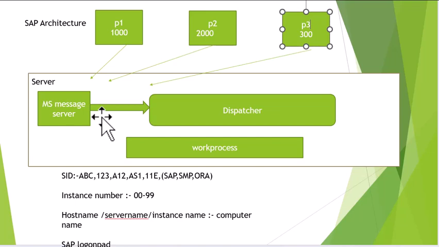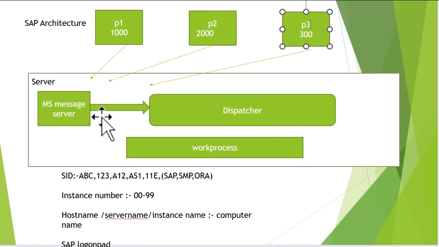So let me explain again. P1, P2, P3, three plants. Whenever they want to connect, they have to use SAP Logon Pad. And in SAP Logon Pad, we have to give three must-have parameters: one is SID, instance number, and server name or host name or instance name. After that, once we provide the information in SAP Logon Pad and save it, you can directly connect to the SAP system. So all the requests initially will go to the message server, from there to the dispatcher, and from there to one of the work processes.